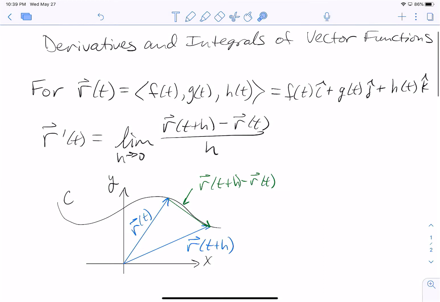We saw that in a previous video, but if you're not convinced, add r of t to r of t plus h minus r of t. The r of t's cancel out. We end up with r of t plus h.